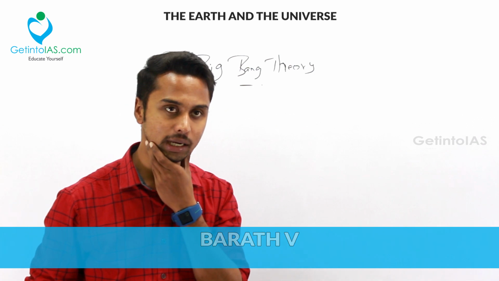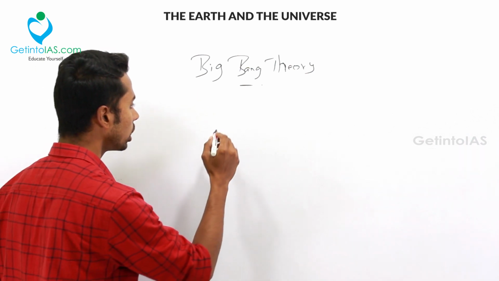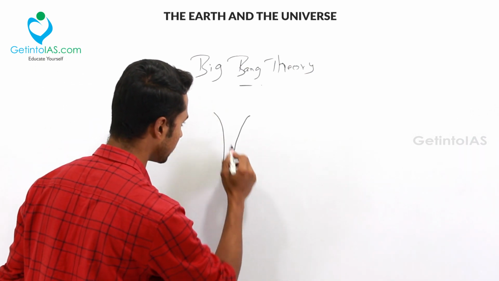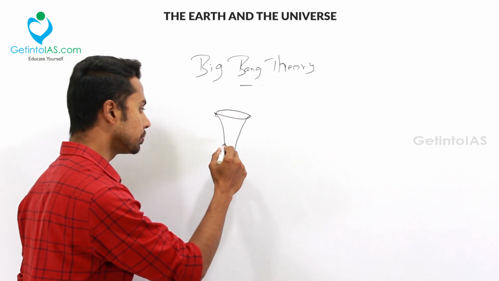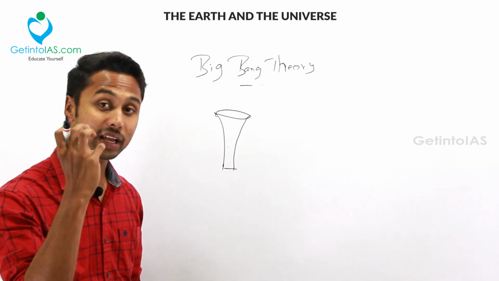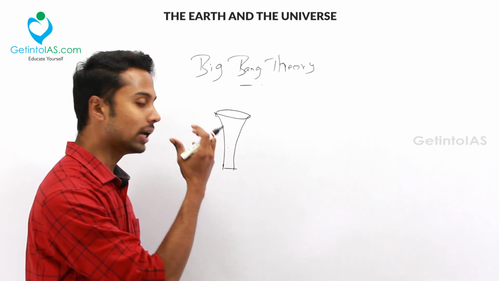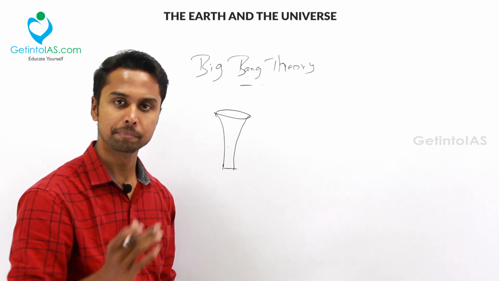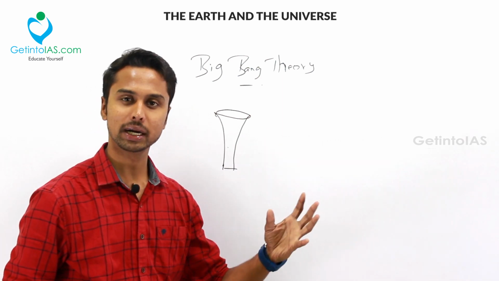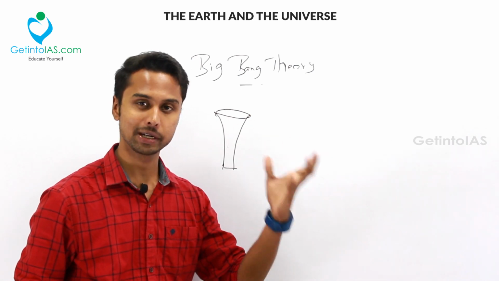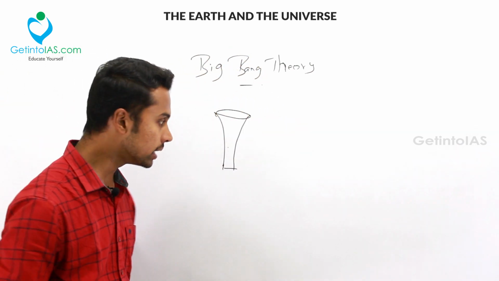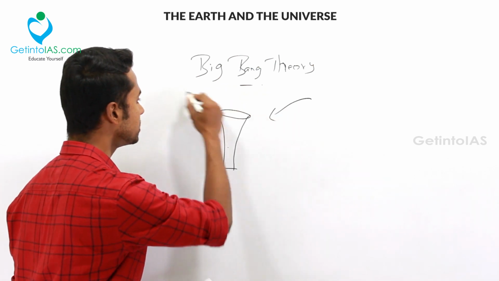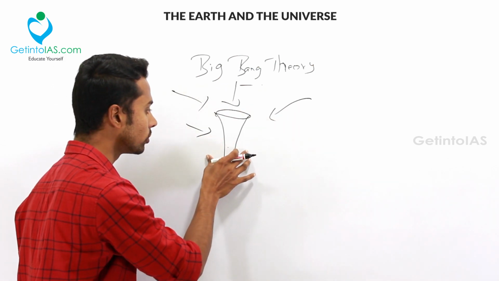What he says is that before 13.7 million years ago, there was something called a point of singularity. This point of singularity had so much gravitational force that it could attract every particle in space. Initially in space there were so many dust particles, heavy metals and objects present. All these objects were attracted to a single point, the point of singularity. This gravitational force was so intense.